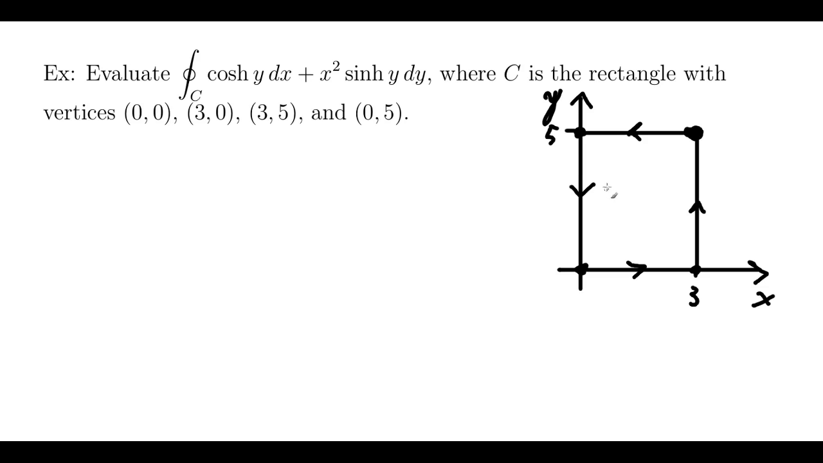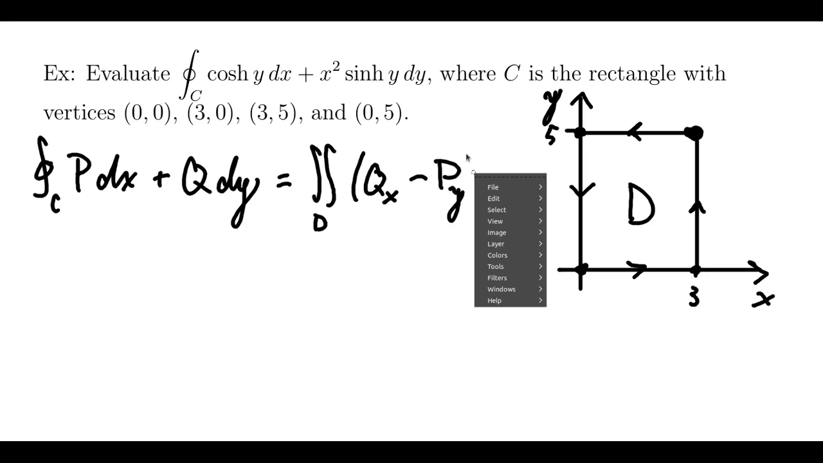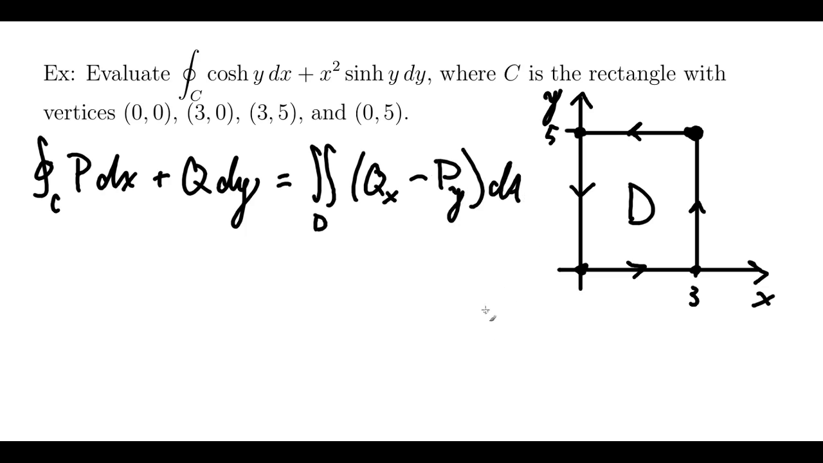So instead, let's use Green's theorem, where if we label the interior region here as D, Green's theorem tells us that the line integral of something of the form P dx plus Q dy is equal to the double integral over that enclosed region D of the partial derivative of Q with respect to x minus the partial derivative of P with respect to y dA. All right?